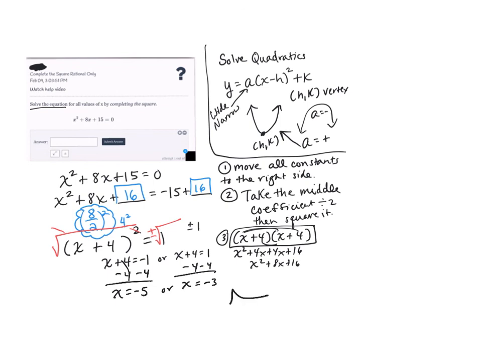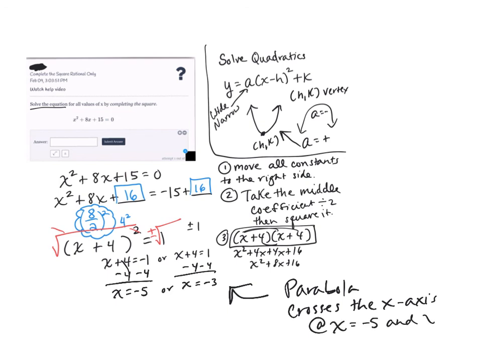So what that means is that the parabola crosses the x-axis at x equals negative 5 and x equals negative 3. Okay, and those are my solutions.